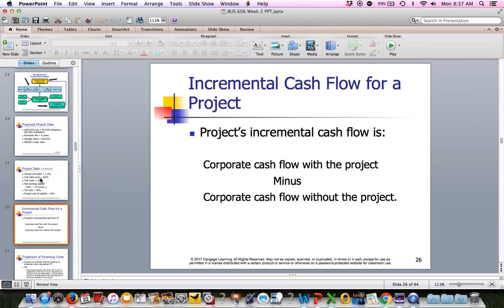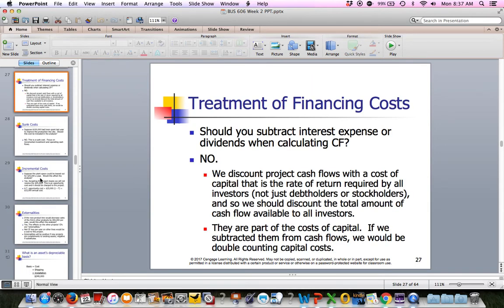So I focus on what's different. Incremental kind of just means change. What's different? So in this example, it would be: if I launch this new product line, what are my new cash flows versus if I don't do anything, whatever the cash flows are. So that's kind of how to think about launching new products.